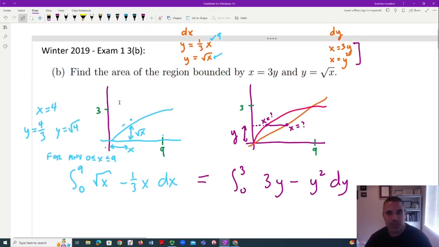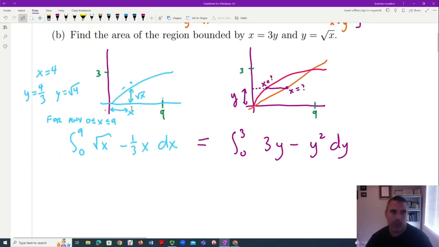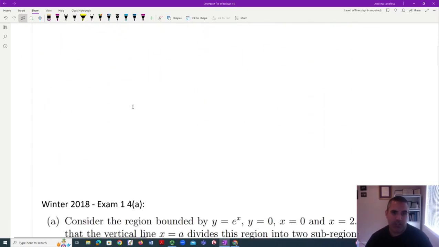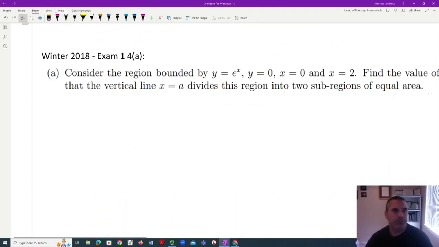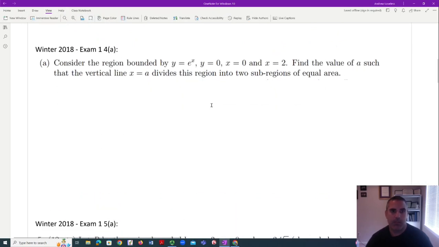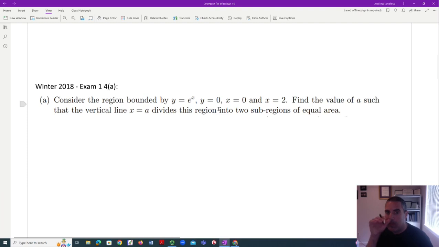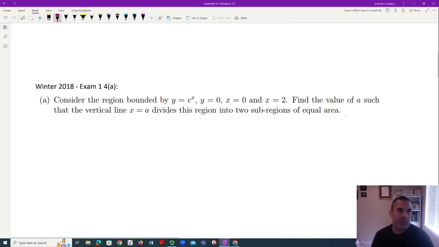Let's do another one and I'll try to say this a few different ways. Those are the two ways to get the area of that region. They're both correct. They both would have given you the correct answer on the test. So here's another one from an old exam. It says, consider the region bounded by e to the x, y equals 0. Find the value of a such that the vertical line divides. So we don't necessarily have to do the question, but let's just talk about labeling.